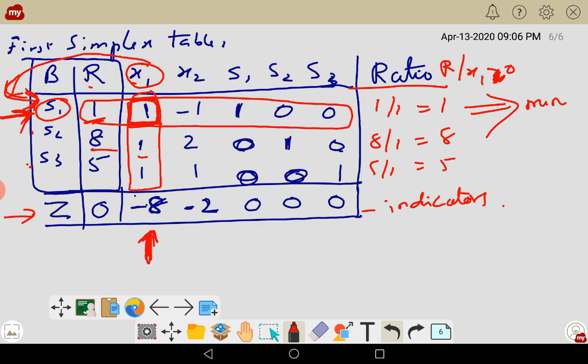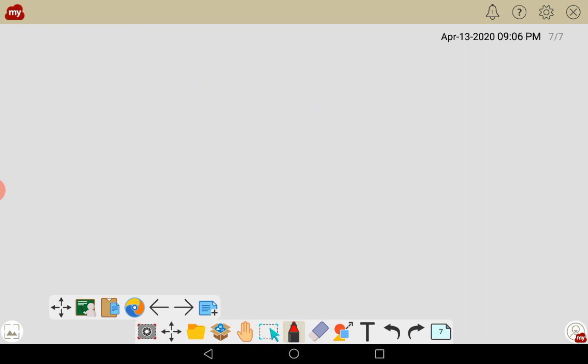But the next condition is that other elements in the column should be 0. That is the reduction method we are using, isn't it? So let's write this matrix separately and then use the reduction method again, then rewrite the next table, and check whether all the elements in the z row, the final row, are positive or not. Fine. Let's write the matrix.